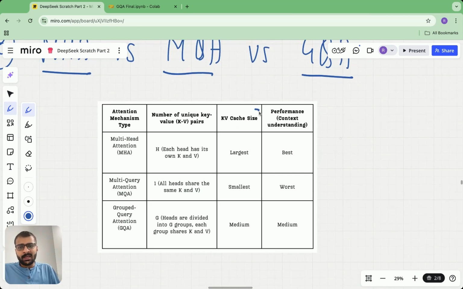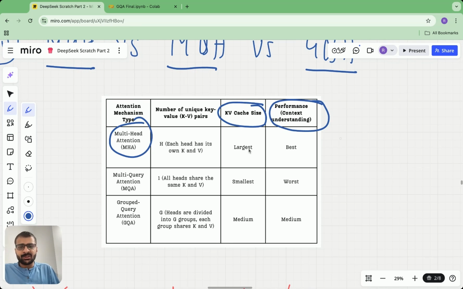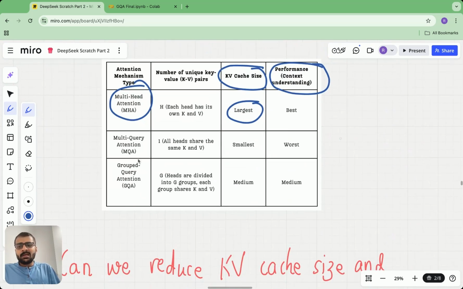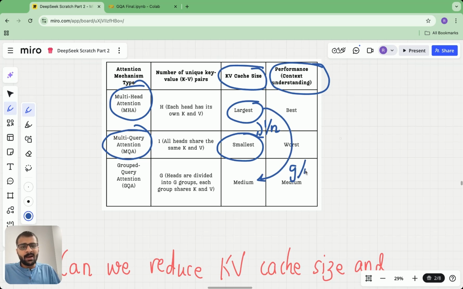So if you compare multi-head attention versus multi-query attention versus grouped query attention, you have to compare along two verticals. First is the KV cache size and second is the performance. In the KV cache size, multi-head attention is the largest because it takes all the attention heads. Multi-query attention is the smallest because there is a division factor of 1 by n. And grouped query attention lies somewhere in the middle. It's still less than multi-head attention, but higher than multi-query attention. So the factor here is actually G by n, where G is the number of groups. That's for the KV cache size.